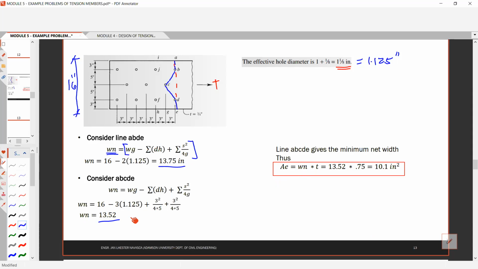The problem is asking for the effective net area, which is AE. You just need to multiply your net width by the thickness, that is 13.52 times 0.75, and you have 10.1 square inches. So just choose the minimum net width or minimum net area if you have different cases for fracture. Okay, please take note of that.